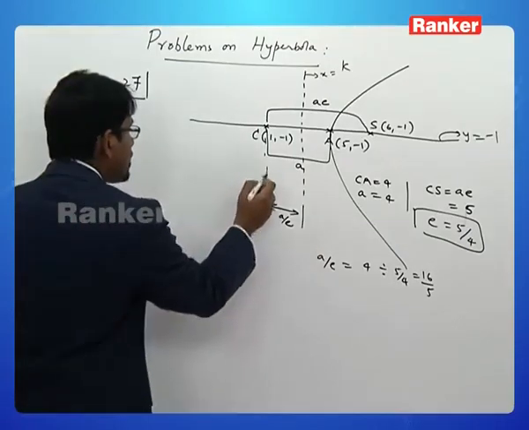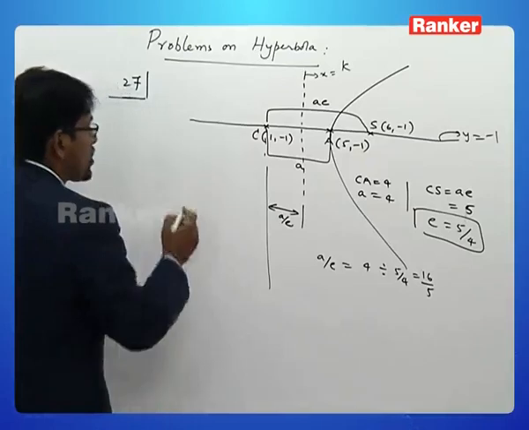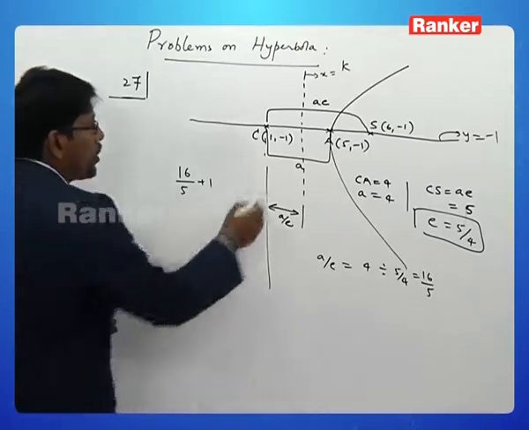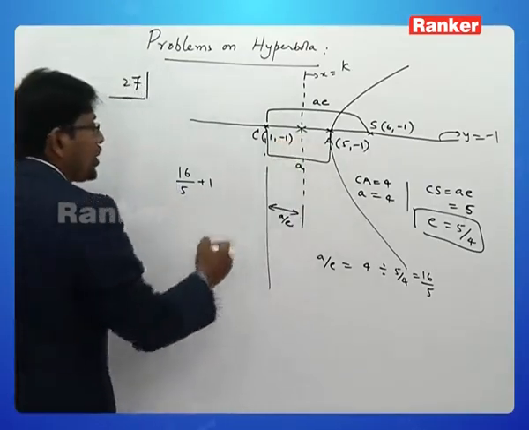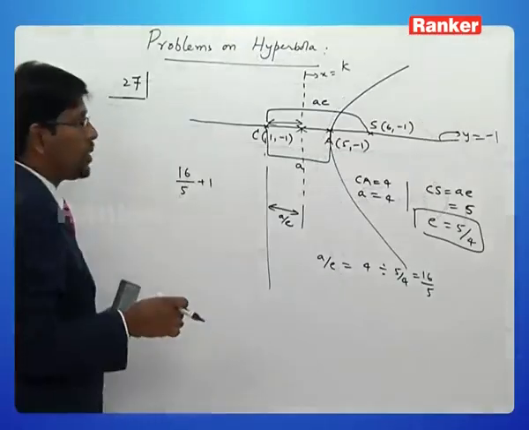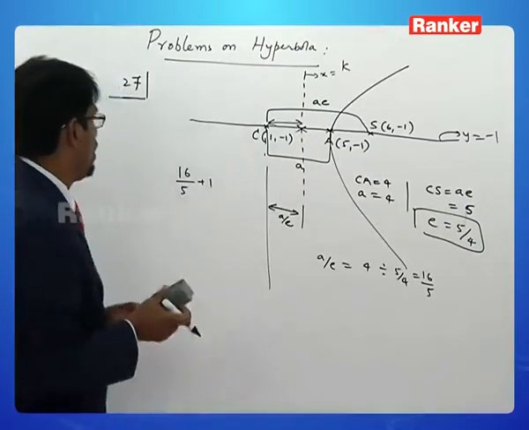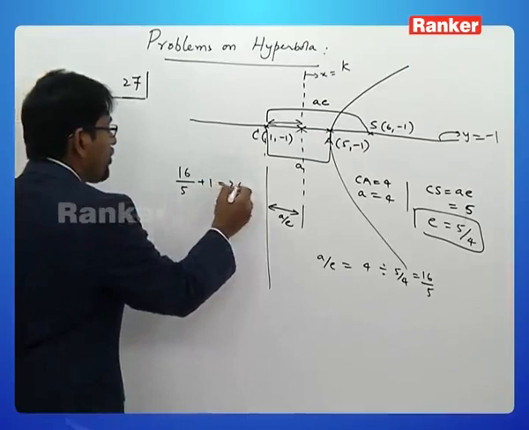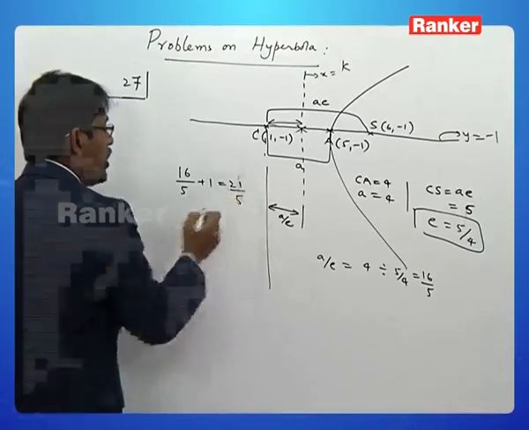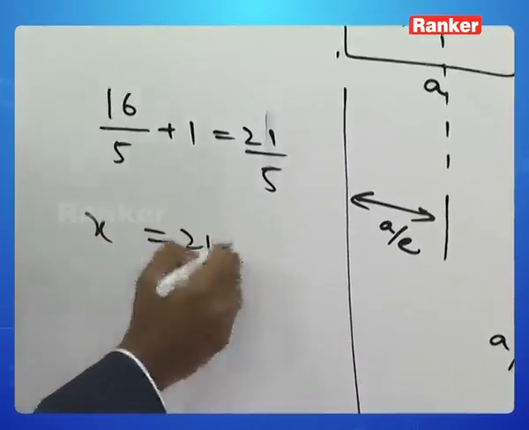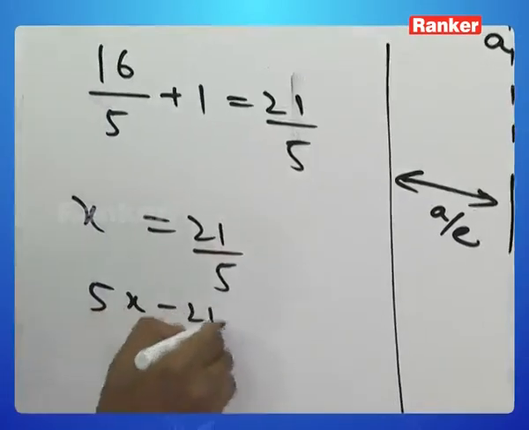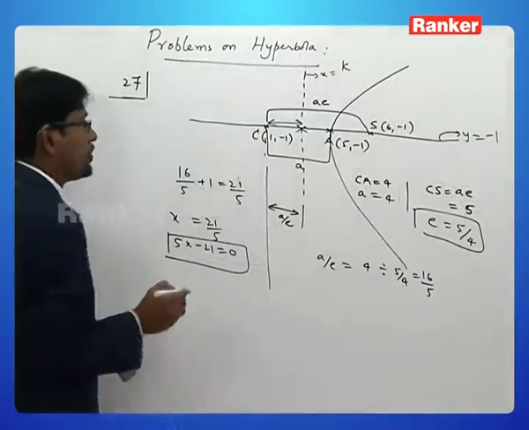So let's add that up. 16 by 5 plus 1 would have been the x coordinate of this point here. So that makes it 21 by 5. So x = 21 by 5 is one of the directrices. So 5x - 21 = 0 is one of the directrices.